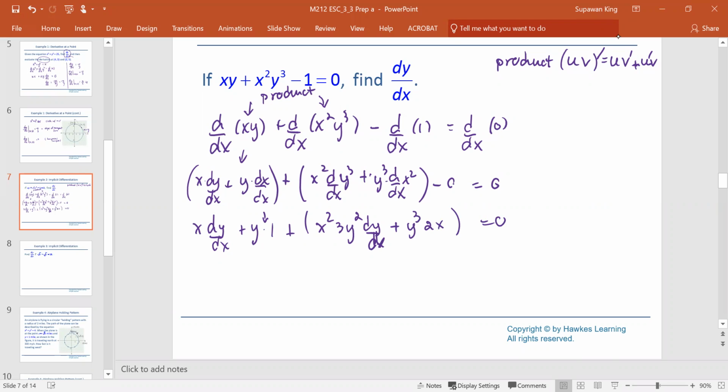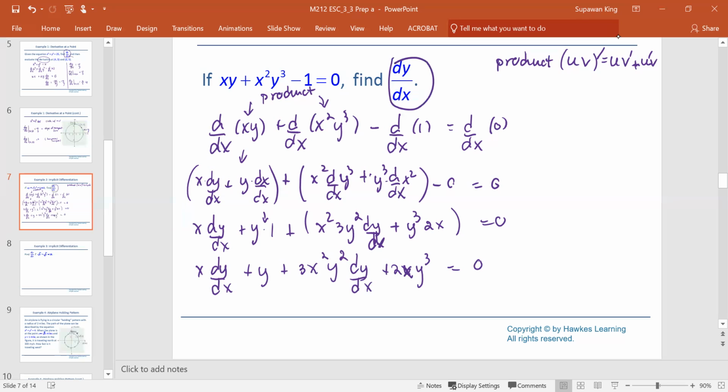Now, let's simplify: x dy by dx plus y plus 3x squared y squared dy by dx plus 2 times x times y to the third equals 0. Your goal is to find dy by dx. Therefore, we are going to collect the terms that contain dy by dx on the same side.